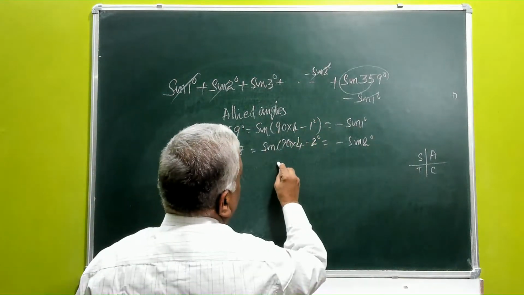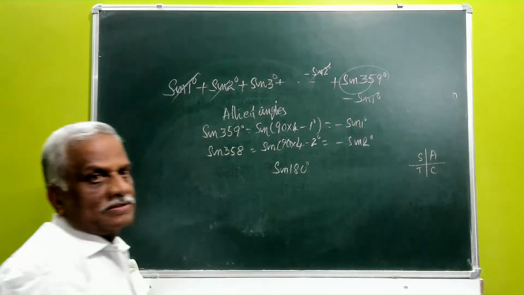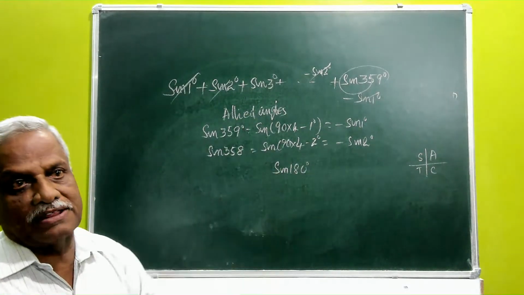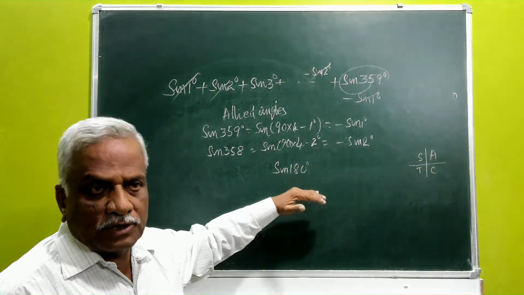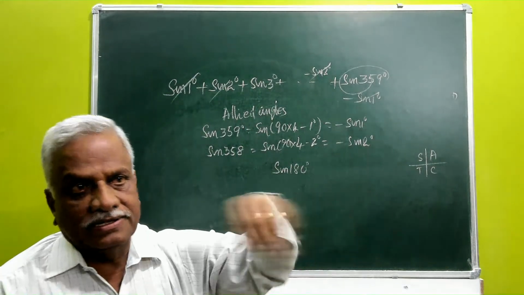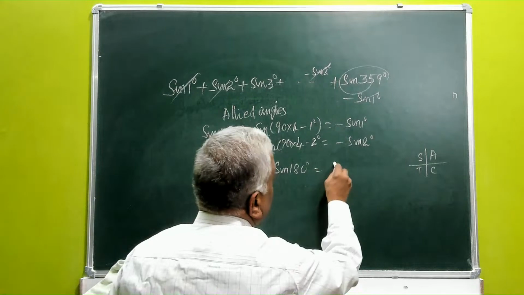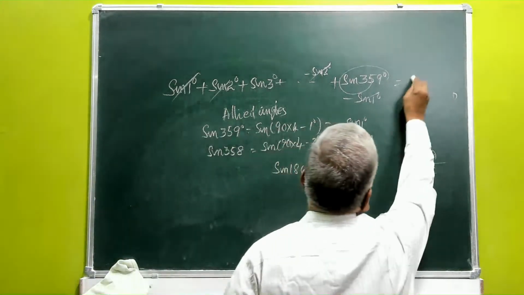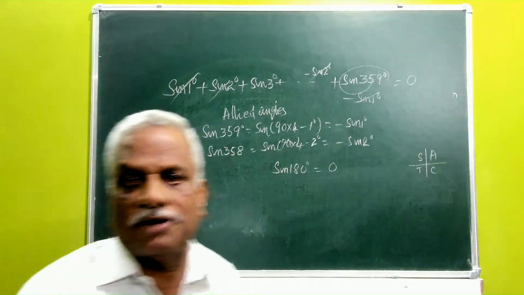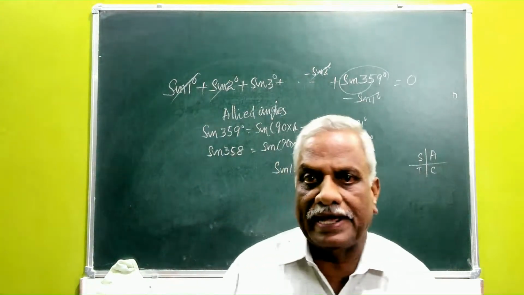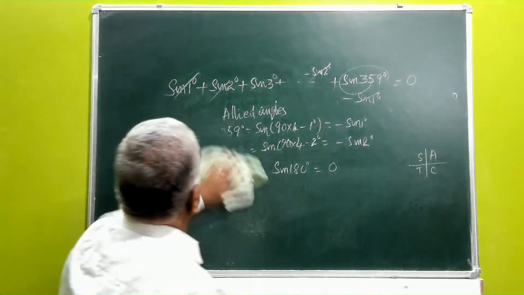So you are left with one value, sine of 180 degrees, because it can't be expressed in any other form. So the only possibility is sine of 180 minus 0, it is going to be sine 0. There is no sine 0. But we know the value of sine 180 is 0. Therefore, the answer for this is 0. So if you have a clear knowledge of allied angles, this is a very simple problem. We'll move on to the next problem.